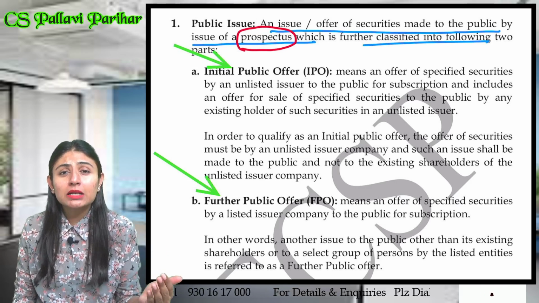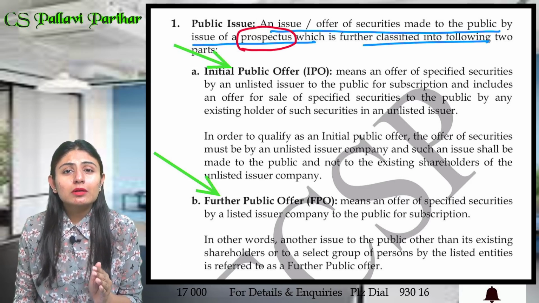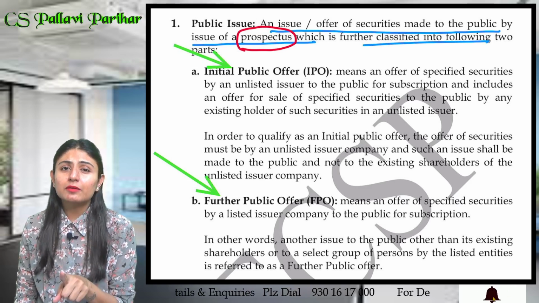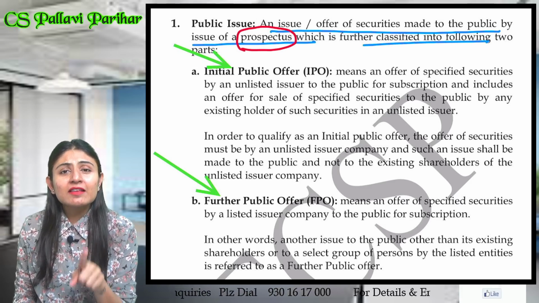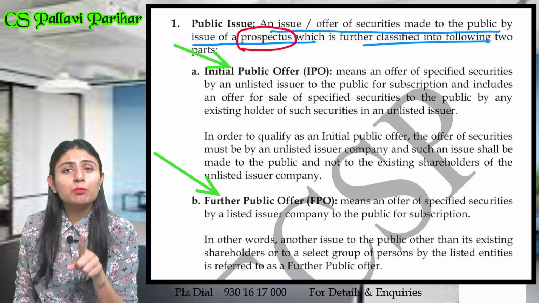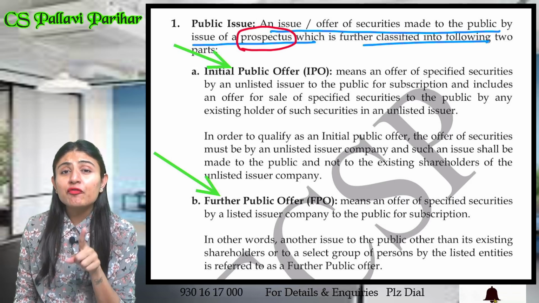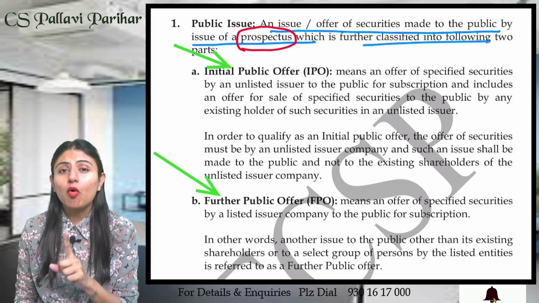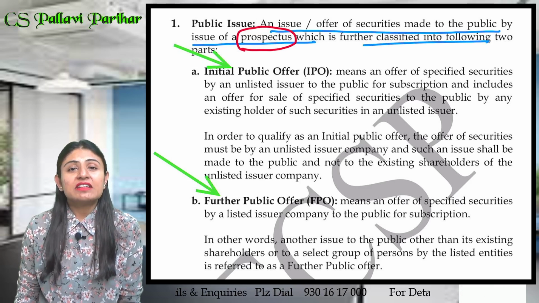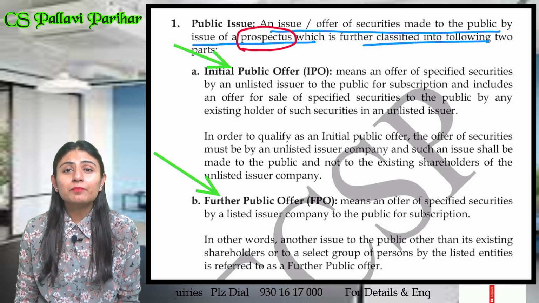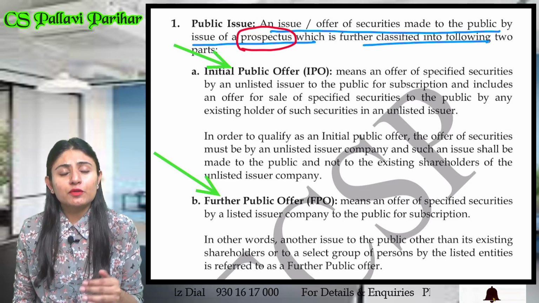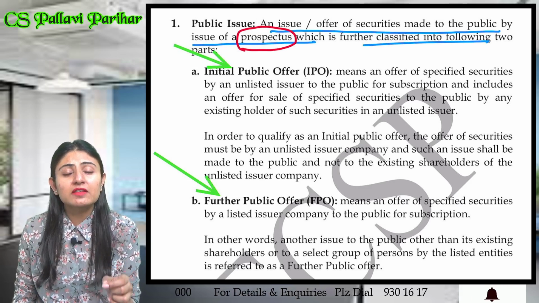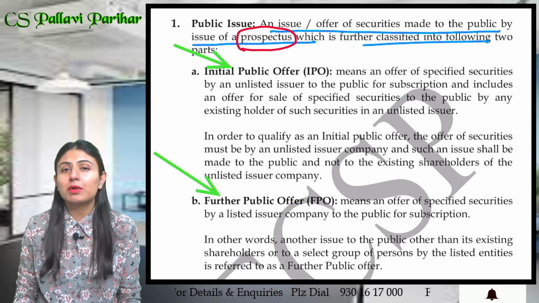In just the same manner, when a borrower resorts to the platform of the securities market and raises funds from the public by issuing a prospectus for the very first time, this kind of issue is called an initial public offer. The securities are offered by the borrower for subscription to the investors, and this is the very first time it is offering the securities through the stock markets, through the securities market.